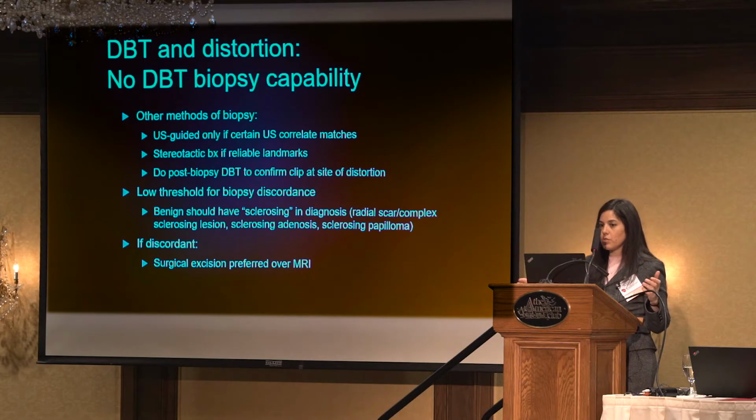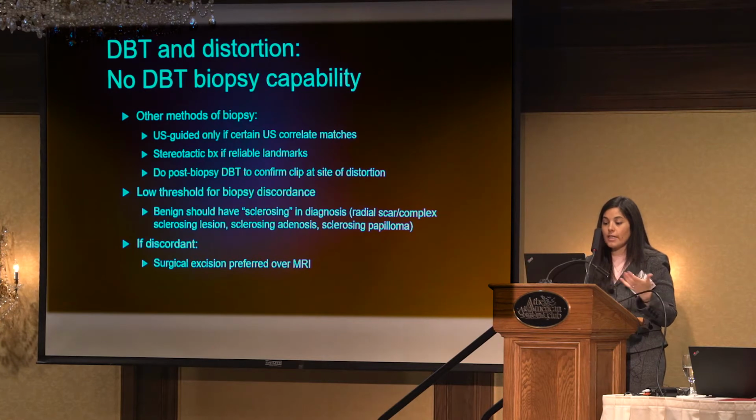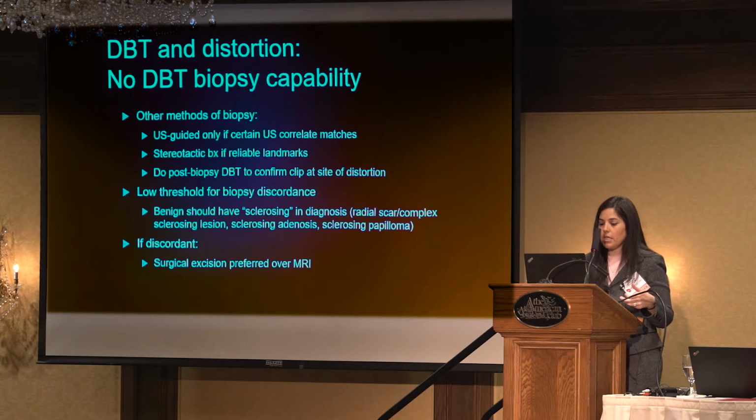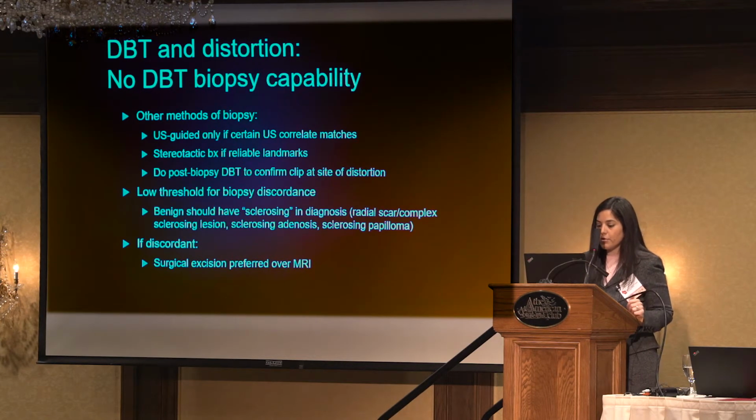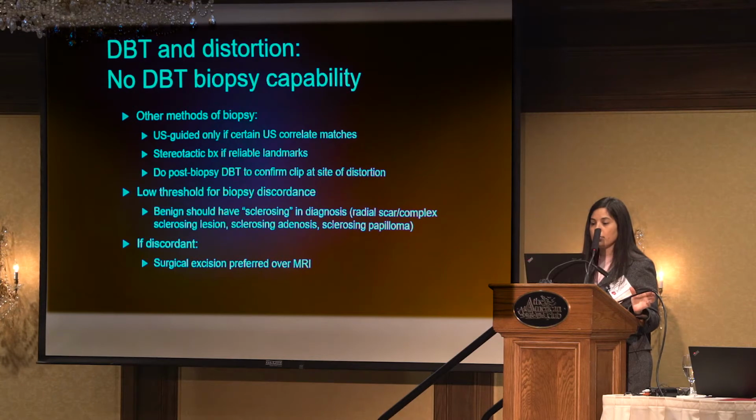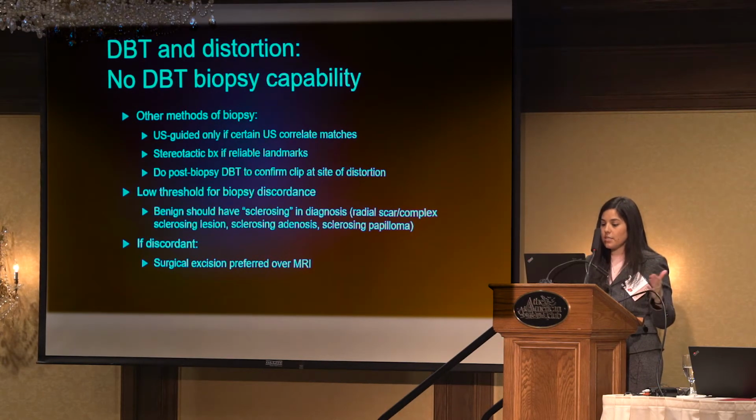So what do you do with these when you don't yet have tomo-guided biopsy capability? That was a big struggle for us. If you can find it with ultrasound, you can biopsy it with ultrasound. If you have reliable landmarks, you can obviously do a stereotactic guided biopsy. We would recommend doing a tomo post-clip to make sure your clip's in the right spot. And the key is going to be to have a low threshold for biopsy discordance. If you don't have sclerosing in the diagnosis or something that explains the distortion, then it's discordant and it needs surgical excision. And if you can't biopsy it because you don't see it with ultrasound and you don't have reliable landmarks, then the patient needs to go to surgery, unless you have a scar or another explanation.